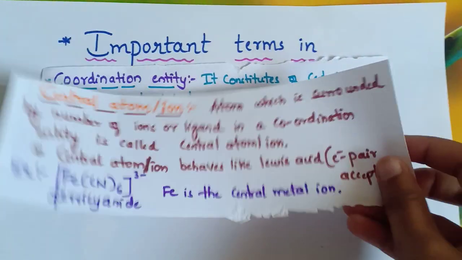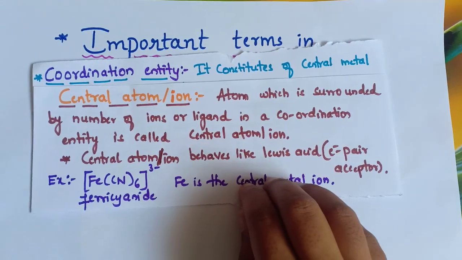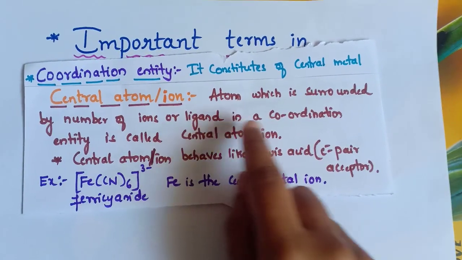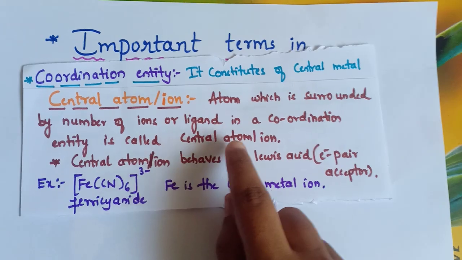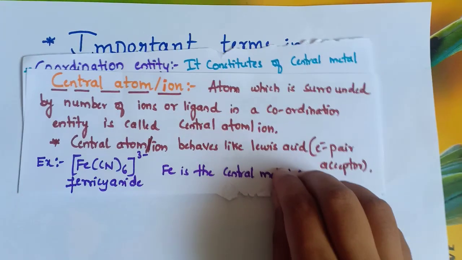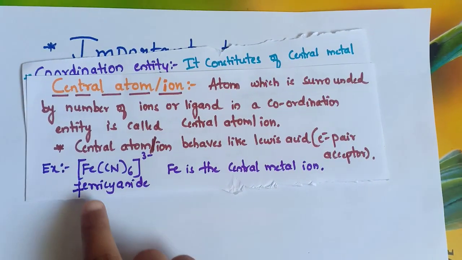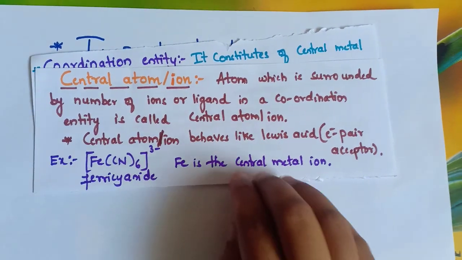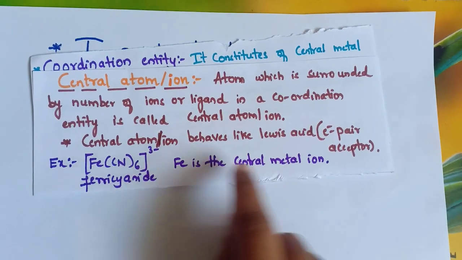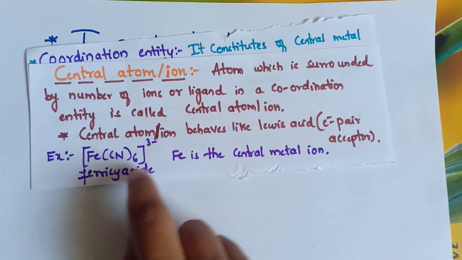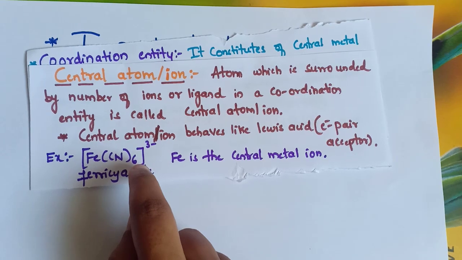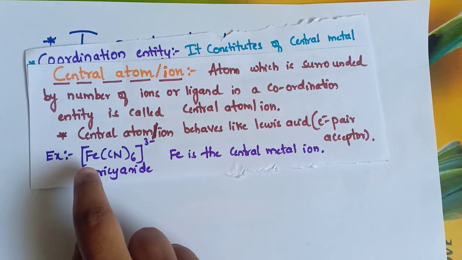Next is central atom or ion. The atom which is surrounded by a number of ions or ligands in a coordination entity is called the central atom or ion. Here you can see in this ferricyanide, Fe(CN)6 3-, Fe is a central metal atom. It is surrounded by a certain number of ligands in a coordination entity. It consists of the metal atom and ligands.